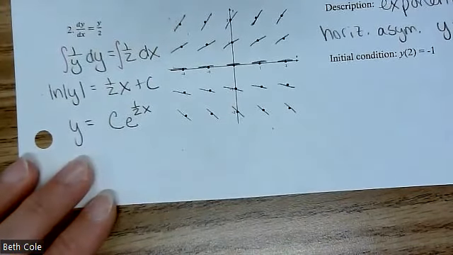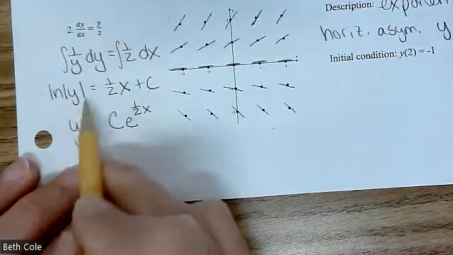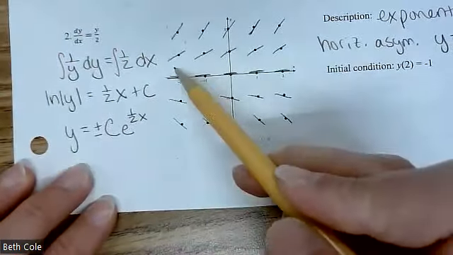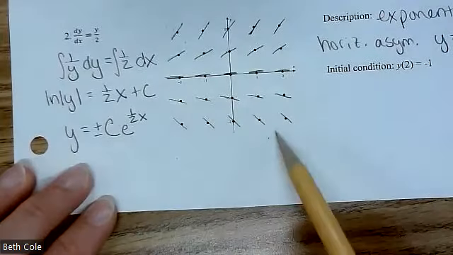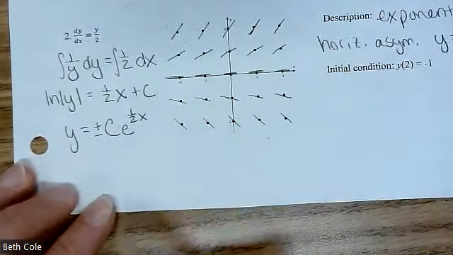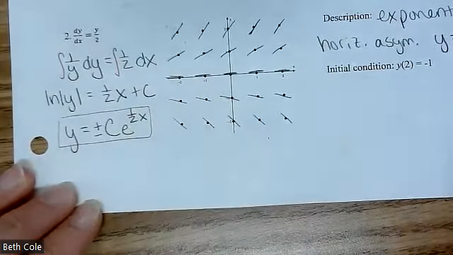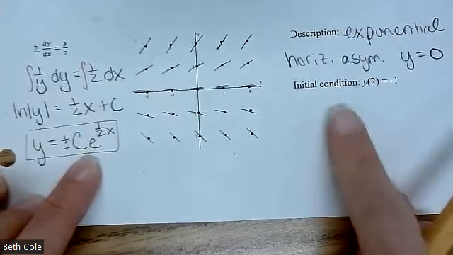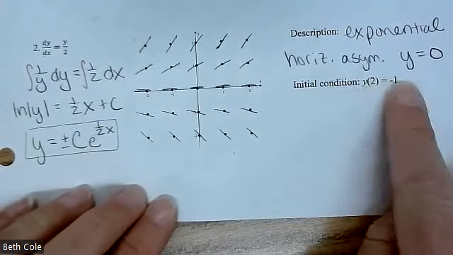And then because it's an infinite number of solutions for the absolute value, we put plus and minus. And again, that's because the answer might be up here or it might be down here. So that's your general solution. And it's exponential like we said it was going to be. So now we're going to find our one particular answer for this initial condition.